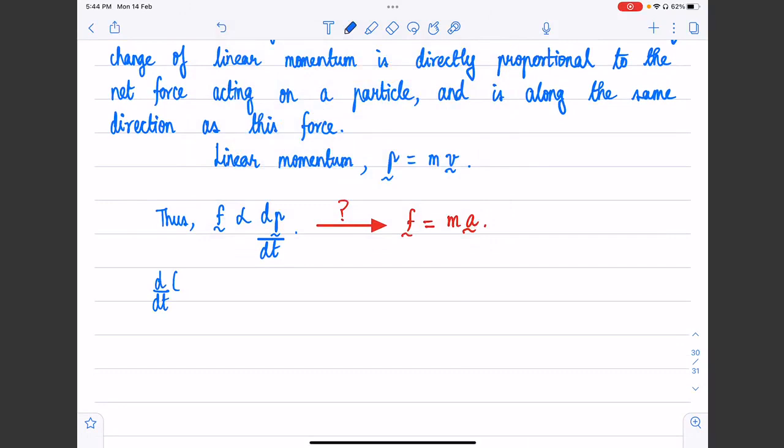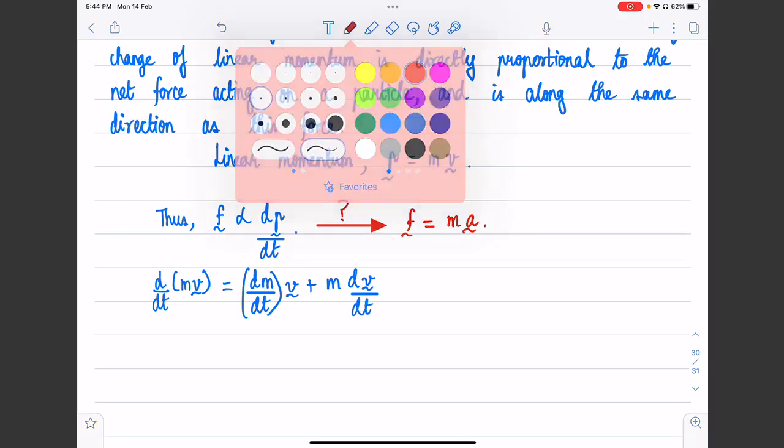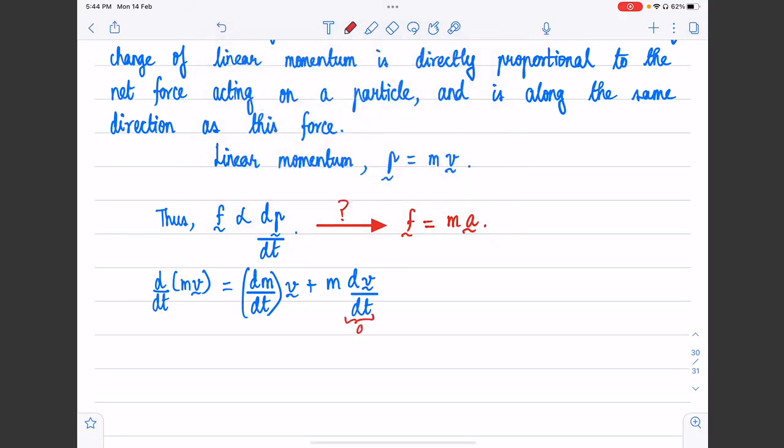Very good. So dp by dt is going to be equal to d by dt of mv, right? If I differentiate it, I use the product rule of differentiation. I get dm/dt times v plus m times dv/dt, isn't it? Do you agree? Okay. So this is the acceleration, dv/dt, right? But then I have the first term. What do I do?